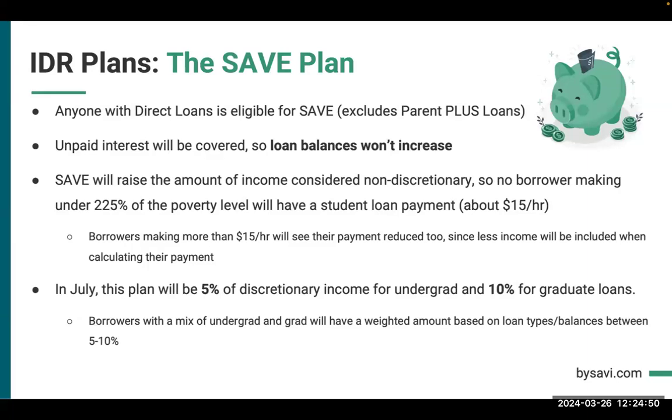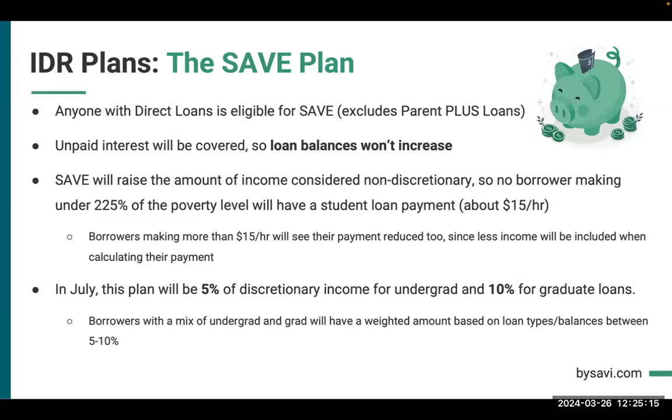That's because of capitalized interest. And so what this plan will do is prevent that from happening. Unfortunately, it's not retroactive, meaning any interest you've accumulated thus far will remain, but at least going forward, you can be assured that that balance will not increase as a result of that interest. So that is one new great benefit of the SAVE plan that's only available under the SAVE plan.